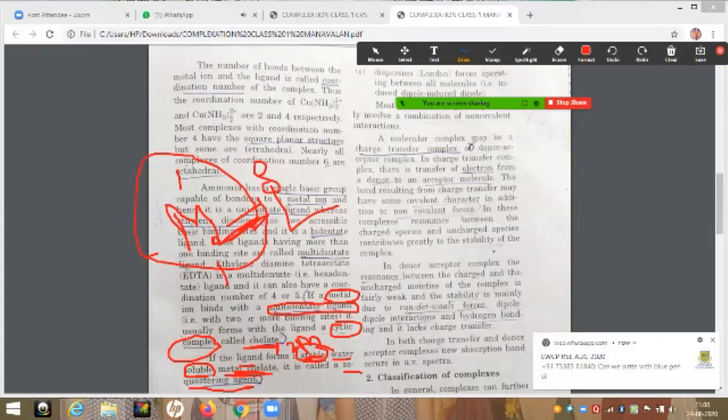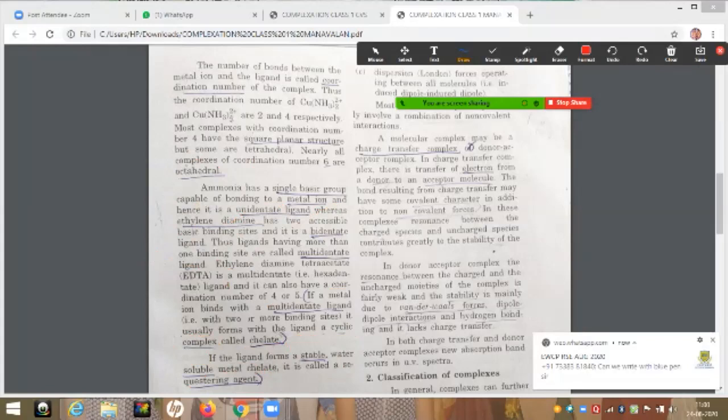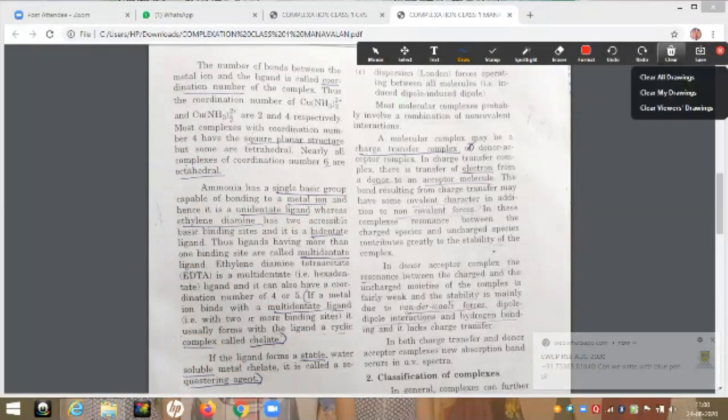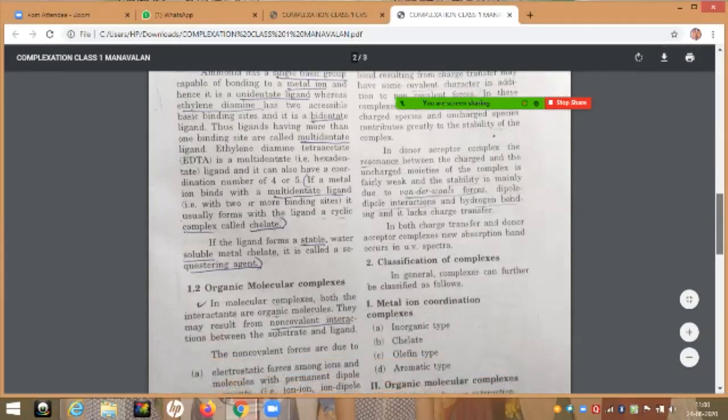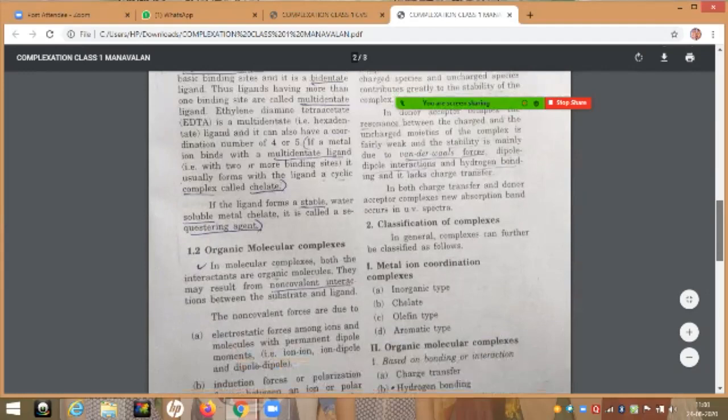Such a ligand we call a sequestering agent. Keep in your mind, chelate means the cyclic complex. Sequestering agent means the ligand which will form a stable and water soluble chelate. Is this clear? So that is metal ion coordination complexes.